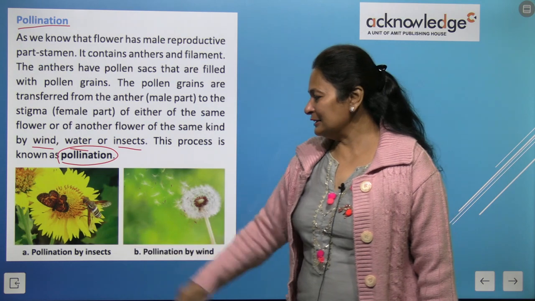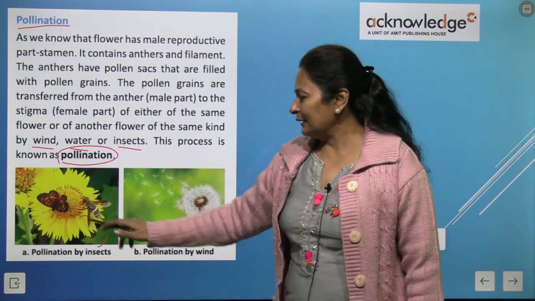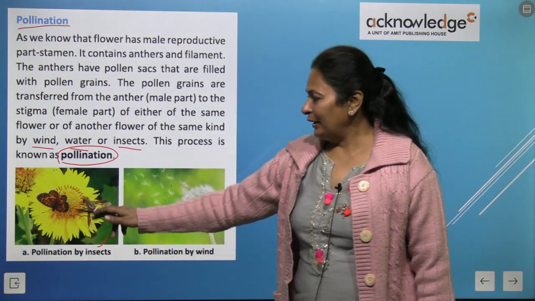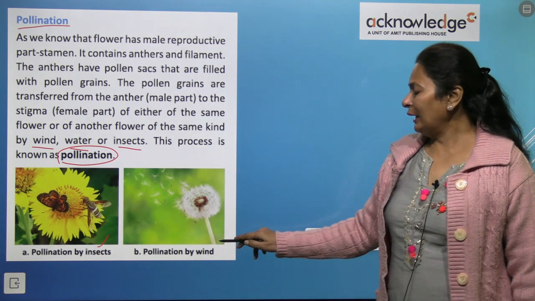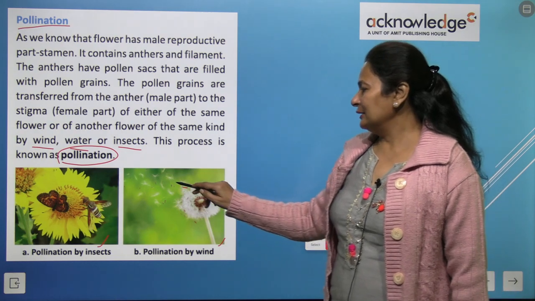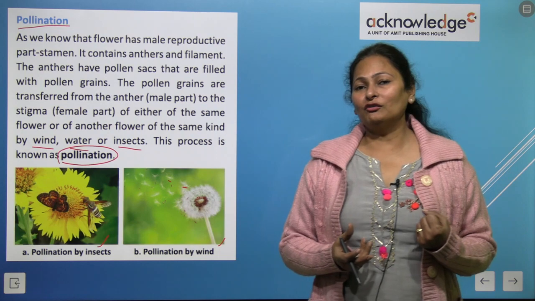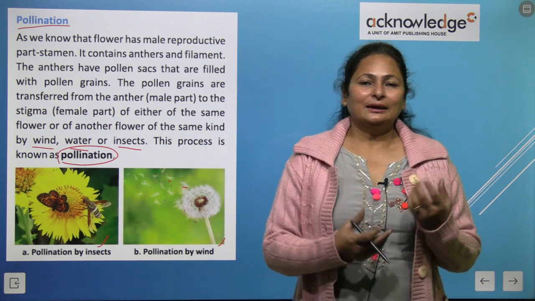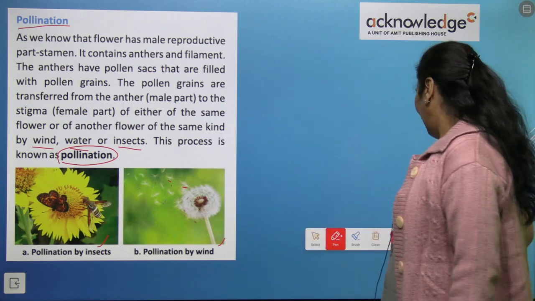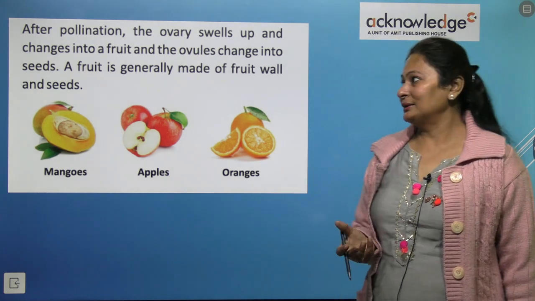insects. So you can see in this picture pollination by insects. A honeybee is sucking the nectar from the flower. A butterfly is also there, and this is the picture of pollination by wind, right? This powder-like substance is moving with the help of wind, and it is being transferred to the other flowers of the same plant and to the other plant.